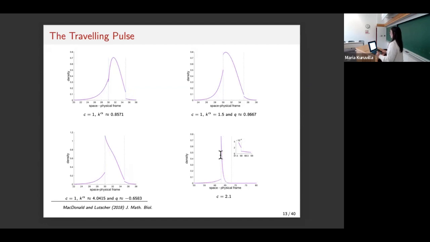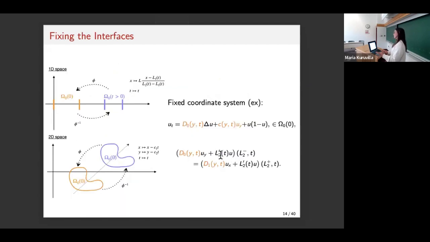Now, the first thing we can fix is the movement of the interfaces. And that's going to make it easier for me to develop my computational method. So we fix the interfaces first. And we can do this for both methods, the finite difference one and the hybrid one. So that's why I kept it outside.